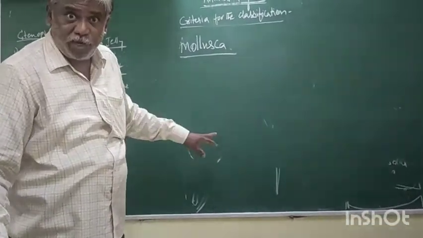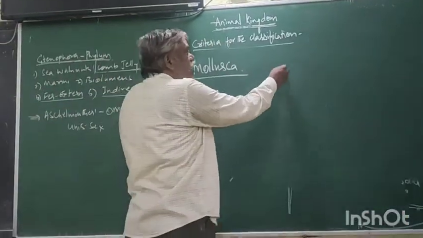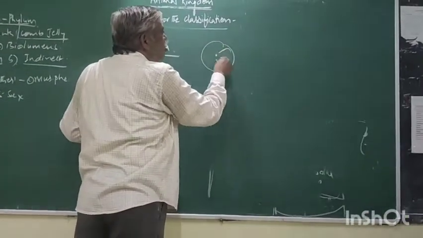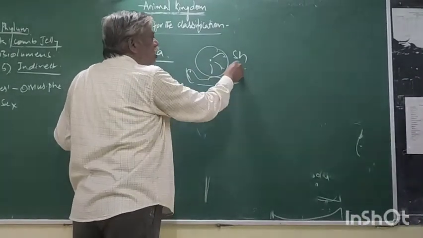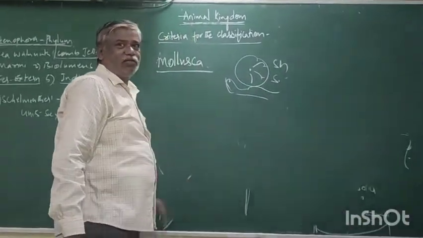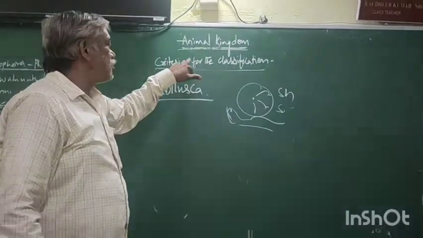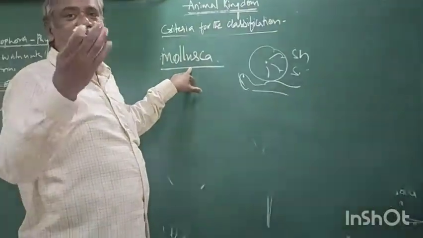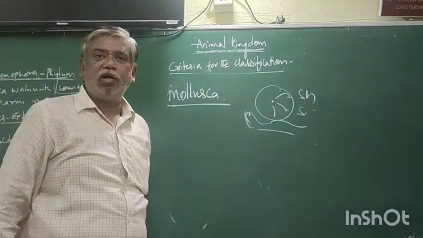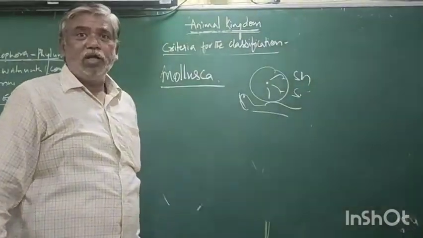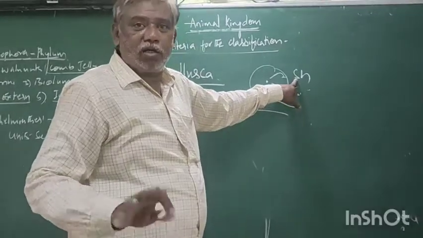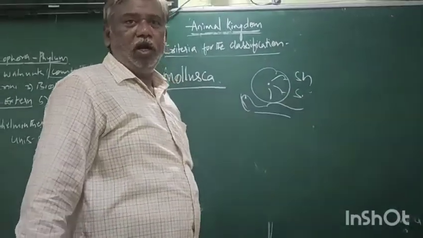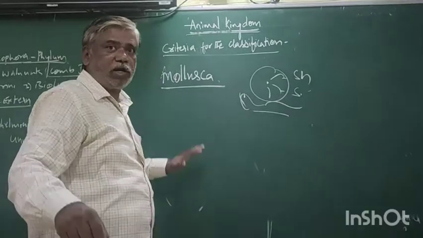To prevent this damage, their body is covered by a shell. The shell acts as an exoskeleton. Mollusca is a Latin word. When you translate it in English, it means soft body animal. Due to the soft body, for protection purpose, a shell is there. The shell is nothing but an exoskeleton. Now, come to some important characters.